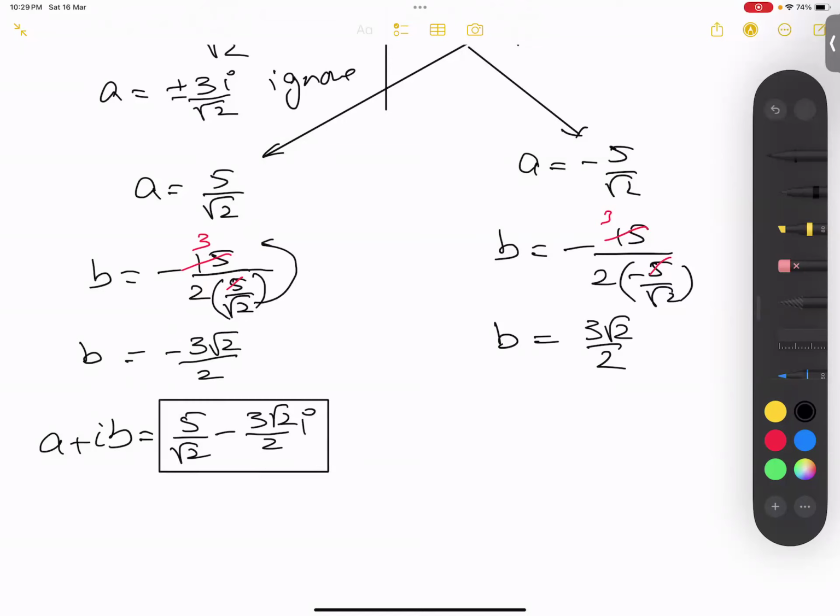Let me recheck. Yeah. And a minus iota b gives us what? A is negative 5 over root 2, and this is a negative already, and this goes here with a negative sign. So 3 root 2 over 2 iota.